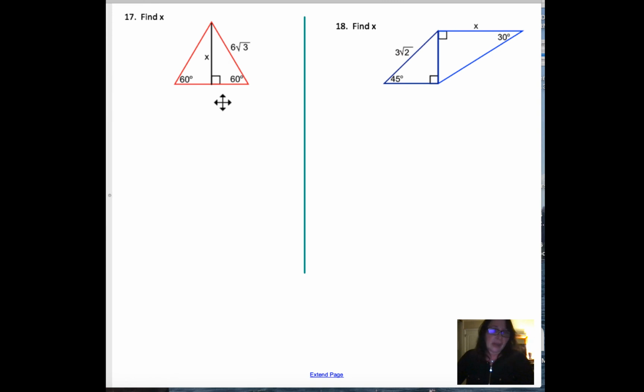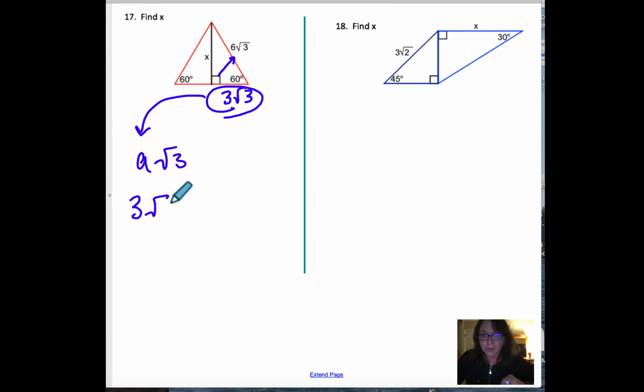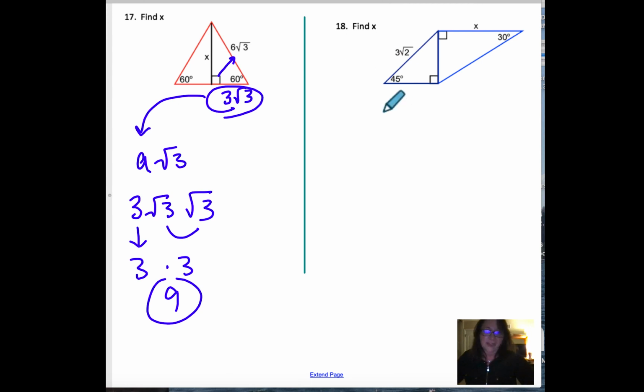Again, 30, 60, 90 right triangles. Across from the 90 is twice what's across from the 30, so we're going to divide that by 2, and I get 3 root 3. And then across from the 60 is a root 3. If this is a, because that's across from the 30, I'm going to put a right here. So that becomes 3 root 3 times root 3, a little tricky. Root 3 times root 3 is 3, and then you have 3 times 3, and that's just 9. So the height, or x, is 9.